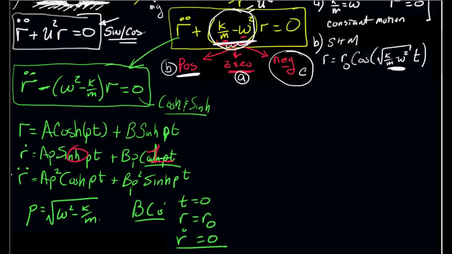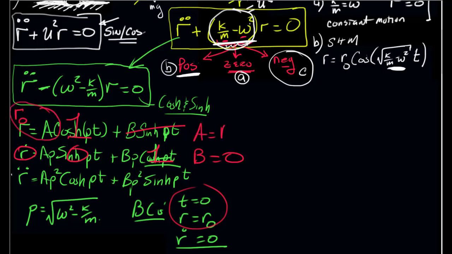Sinh of 0 is 0. R dot was 0, so b is equal to 0, which takes care of that. And if we plug the second set in, cosh of 0 is 1. R initial was R0, so we find that A is equal to R0. And there we have our solution.